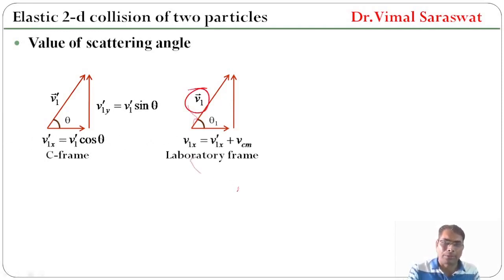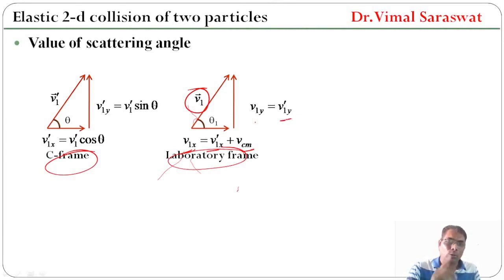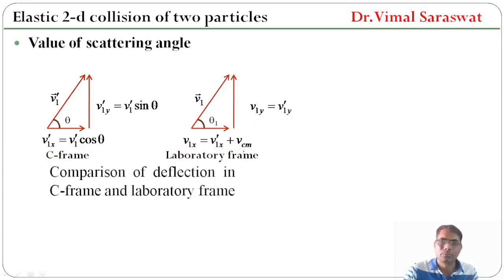So its x component is v1x and its y component is v1y, and v1x equals v1x dash plus vcm. If we compare these two frames of reference, v1y equals v1y dash, so there is no change in the velocity component along the y direction, whereas the velocity component in the x direction changes. So this is the comparison of deflection in the C frame and in the laboratory frame.